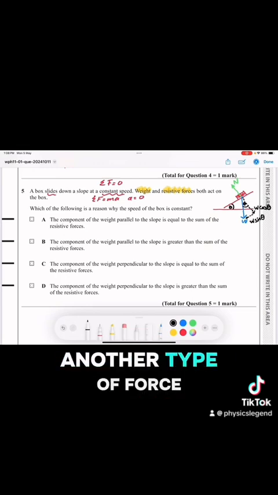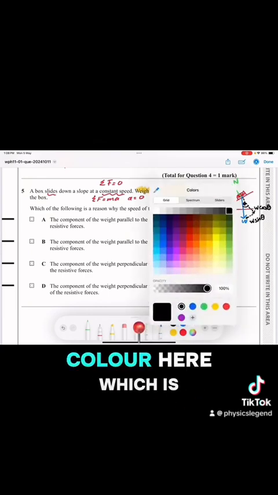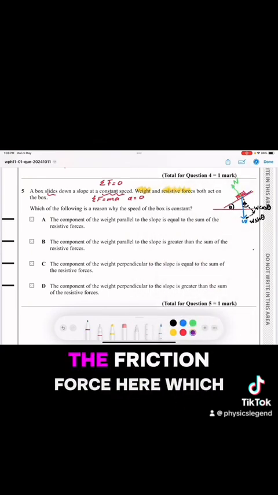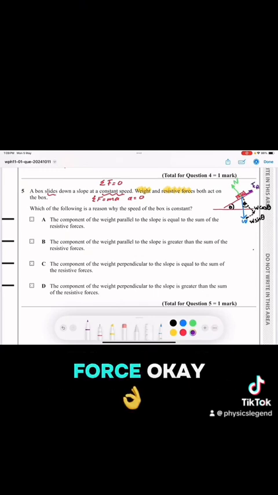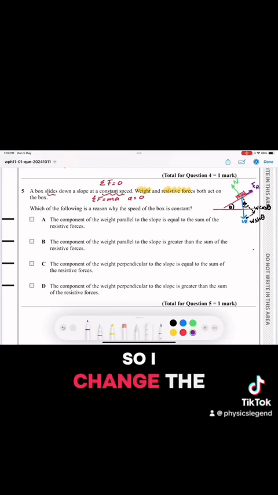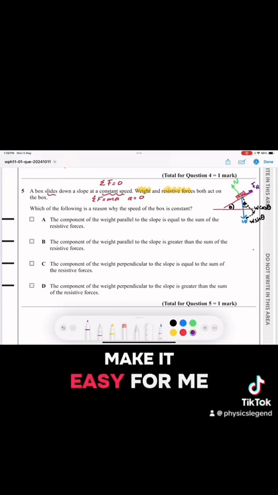If the box is sliding and there is no external force, I have to draw another force here. Let me change the color. This is the friction force, Fr, which is a resistive force.